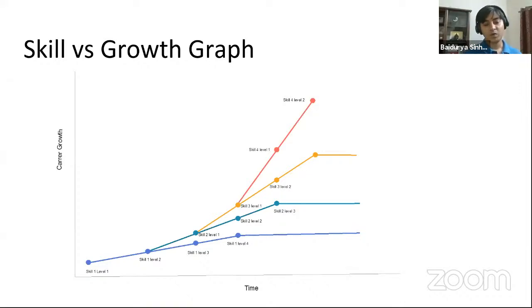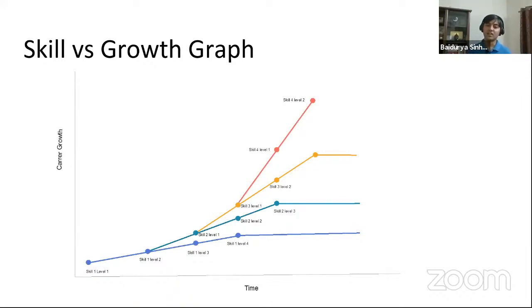So when you start your career, you have skill 1, or maybe you have multiple skills, but you are at level 1. As you grow in your career, you go to skill level 2, 3, 4 for that particular group of skills, right? But once you achieve the max of that skill, it kind of flattens, right? So you cannot achieve more of that skill because you have already achieved it. So your career also flattens with time.